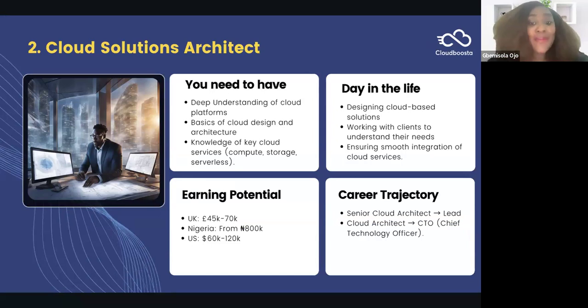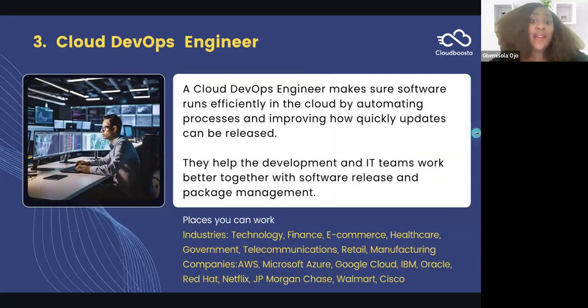And the earning potential, similar to what I said before, this one is slightly higher because of the level of complexity of the role. So in the UK, you're looking at nothing less than £45,000 to £70,000 annually. Nigeria, 800,000 naira on a monthly basis, which is about over 9 million, almost 10 million naira annually. Okay, and then US, you're looking at nothing less than $60,000 as your starting salary.